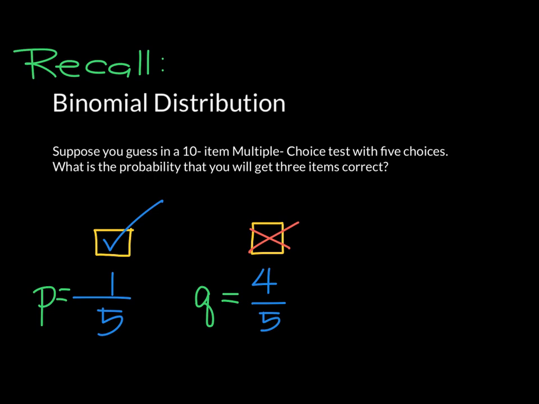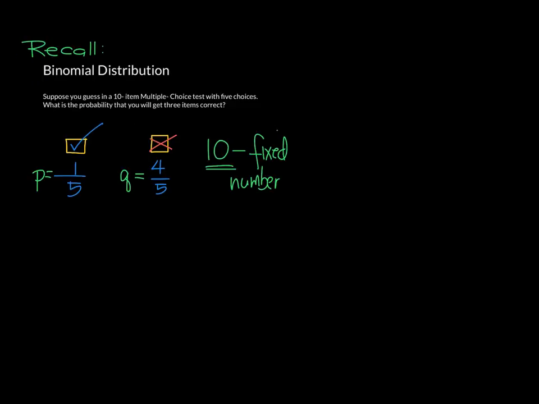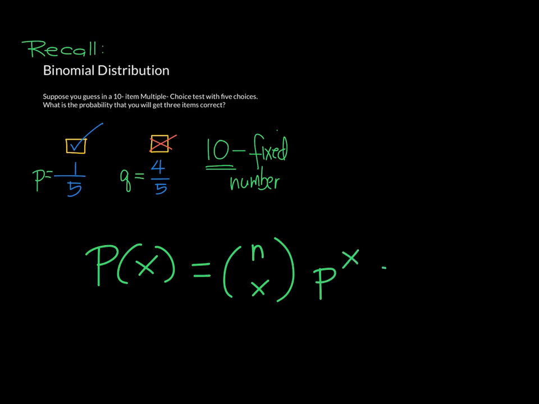In addition, it also has a fixed number of trials because you only have to answer 10 multiple choice questions. 10 means there is a fixed number of items. So it's not going to infinity. Now that we are sure that this is a binomial distribution, we could proceed in finding the probability by using the probability formula P of x equals combination n choose x, P raised to x, and Q raised to n minus x.